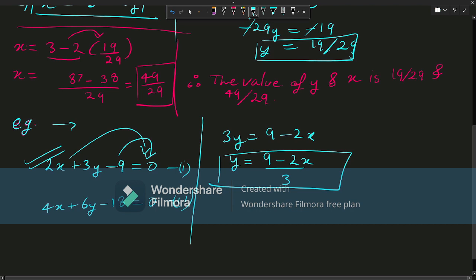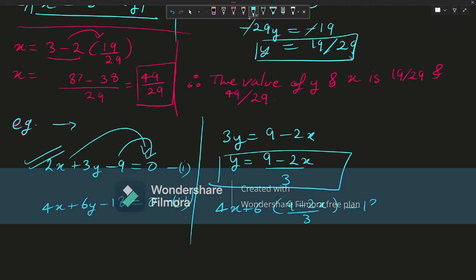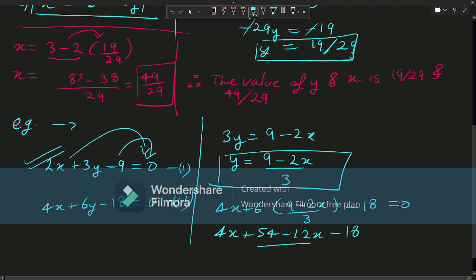Now you need to put this value in equation 2. So how will you do it? 4x plus 6 into 9 minus 2x upon 3 minus 18. Now remember that the denominator will be the same, only the numerator will change when we multiply. So it will be 4x plus 54 minus 12x minus 18, and below 54 minus 12x that will be 3.